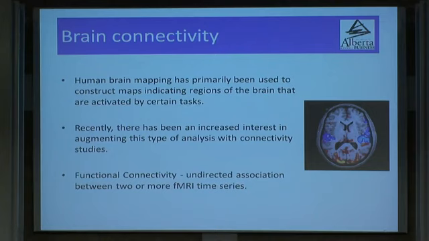However, in order to understand the inner workings of the brain, people have been moving towards connectivity studies. So recently there's been an increased interest in augmenting this type of analysis with connectivity studies. So people have defined what functional connectivity is. It's the undirected association between 2 or more fMRI time series. Okay, so some sort of dependence measure.